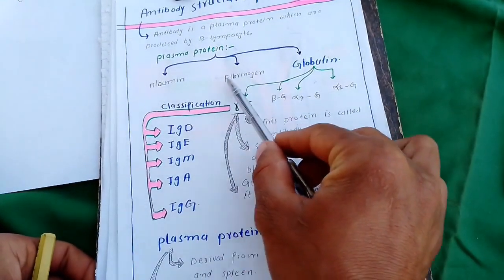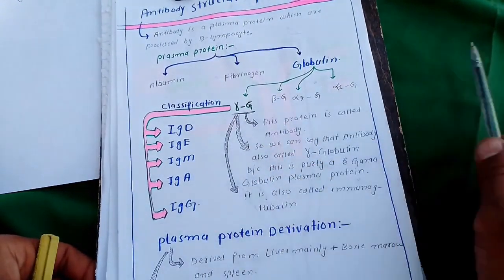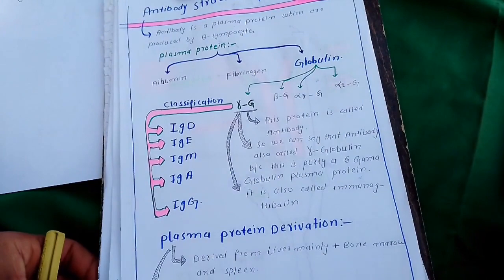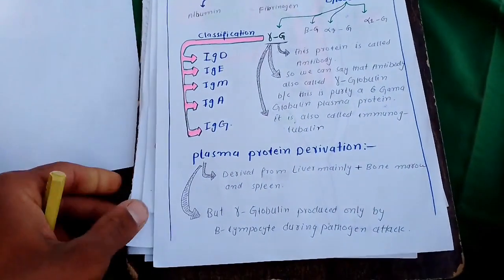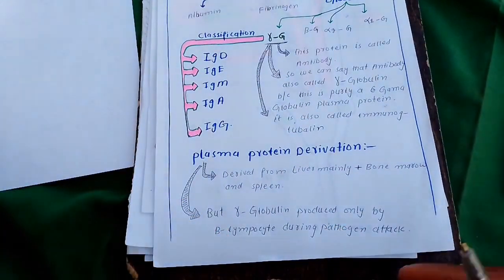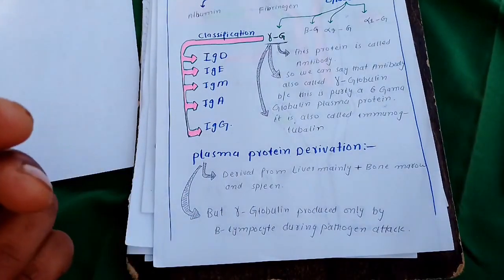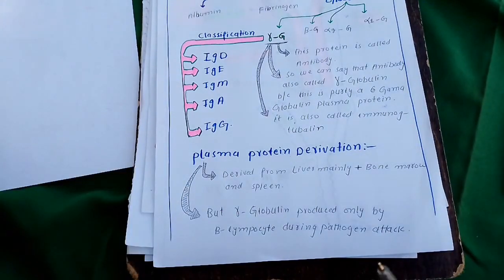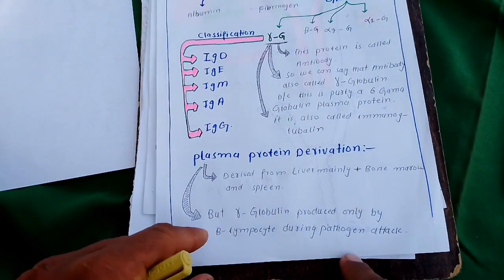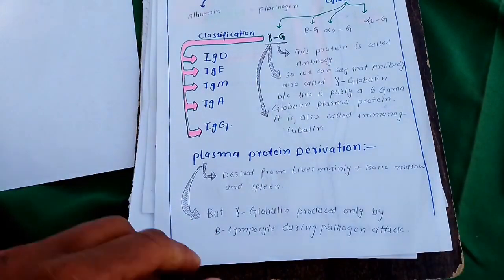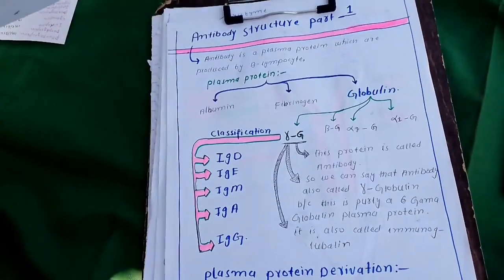These proteins are produced by the liver, spleen, and bone marrow. But gamma globulin is a plasma protein which is only produced by the B lymphocyte during the infection. It is also present in the normal condition before the infection, but it is mainly produced by the B lymphocyte during the disease condition. How is this protein produced by the B lymphocyte?